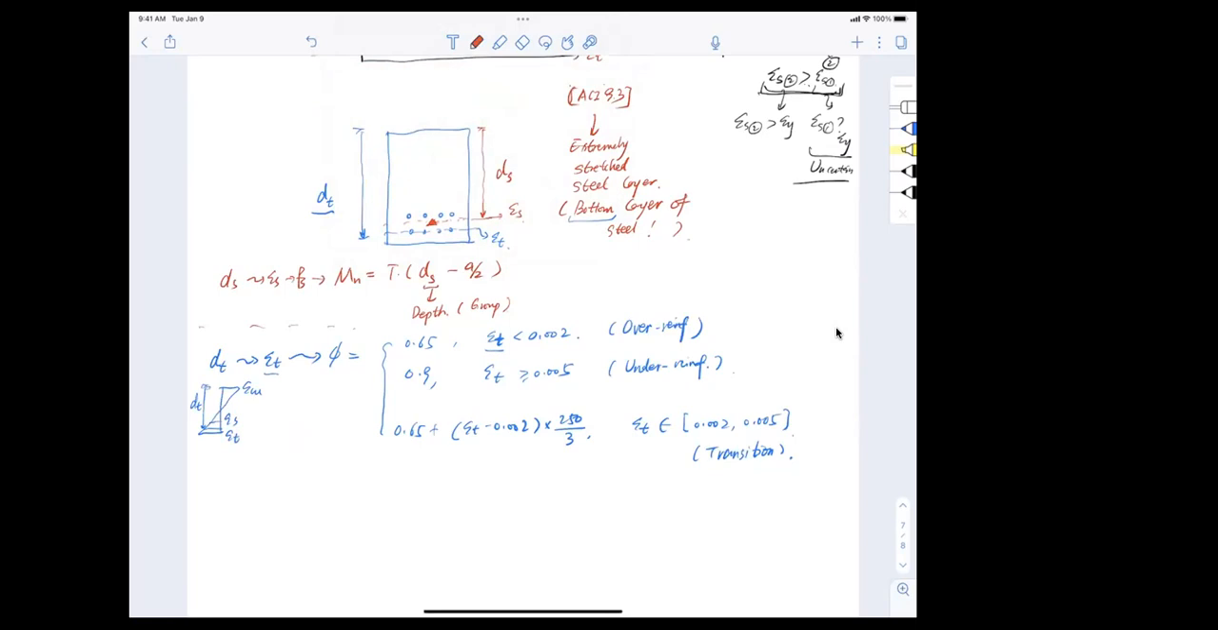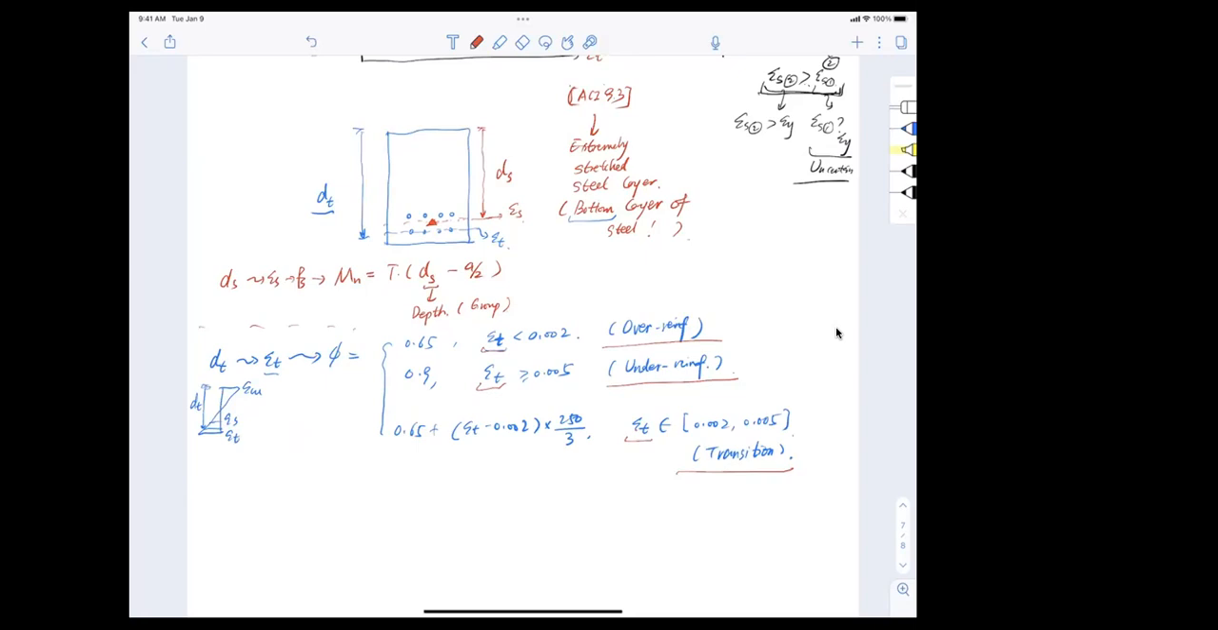All right. And if you were to decide which zone you are in, under reinforced, over reinforced, or transition zone, you use epsilon T. I hope this is clear. Any questions, guys? This is direly important, much more important than the password to your video game login. Any questions on this? No?